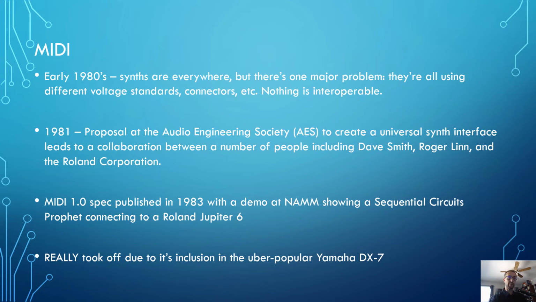And you could do it in reverse. You could play on the Prophet and make the Jupiter make noise. And these were from completely different companies, completely different synthesis algorithms, but they could talk to each other. This blew people's minds, but it really took off due to its inclusion on the Yamaha DX7, which was a staple of pop music from the 80s through the 90s into the early 2000s.